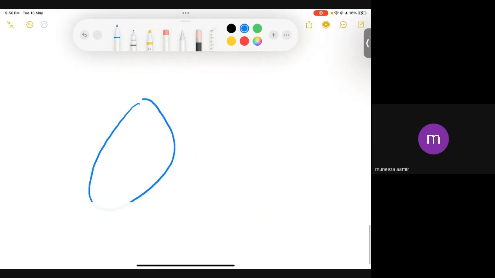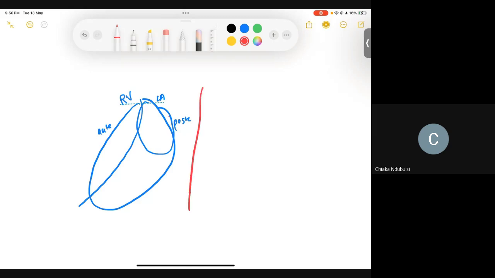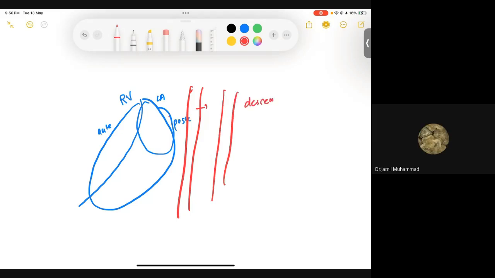For example, if this is your heart, this is the anterior surface of your heart, and this is the posterior surface of your heart, right? The anterior surface of your heart is mainly made by which structure? Right ventricle. The posterior is mainly made by your left atrium. And just posterior to this structure, you have the esophagus. And just posterior to the esophagus, we have the descending aorta. Keep that in mind.